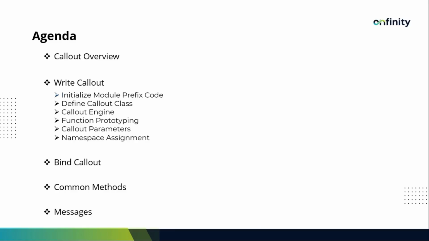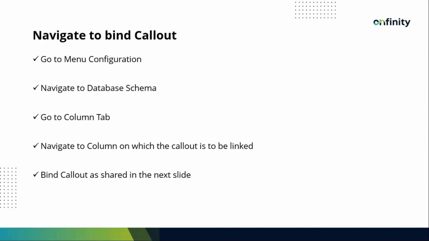Next, we will understand the callout parameters, focusing on the parameters that are used when callout functions are invoked, and how namespace assignment is performed for the callouts. We will then understand callout binding, focusing on how to link callouts to specific columns.